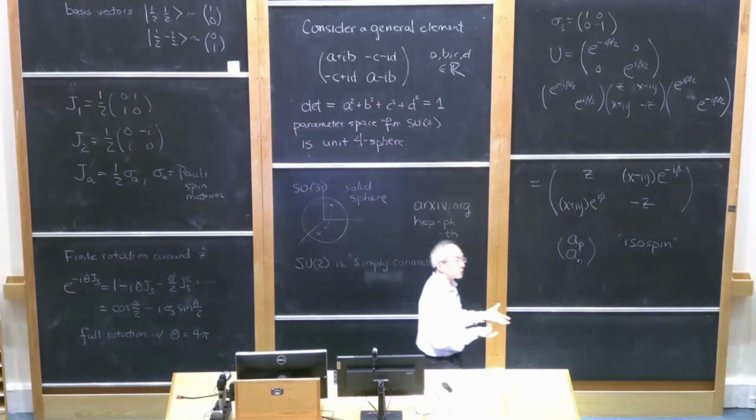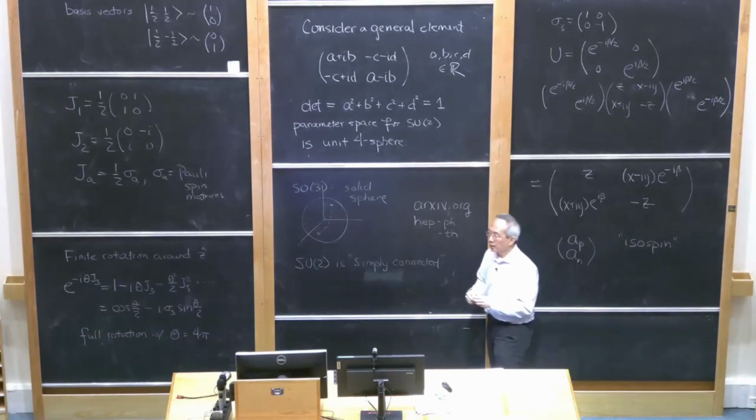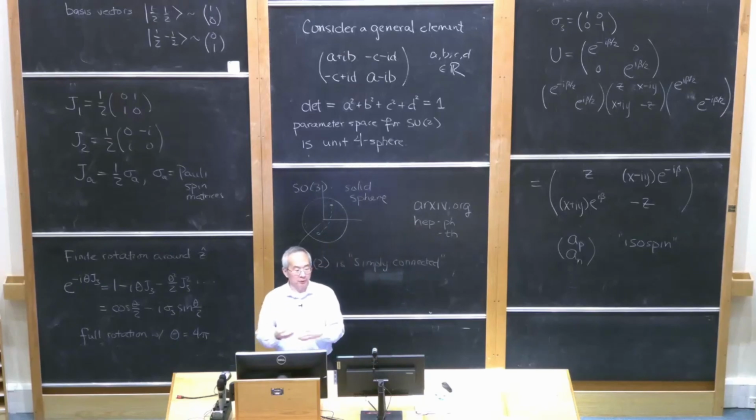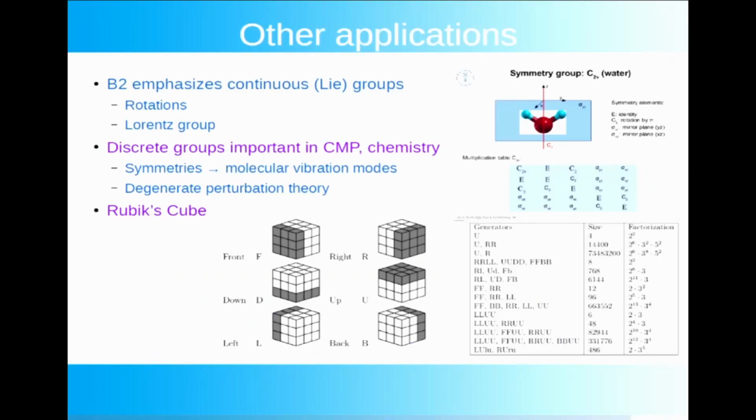I should just mention, in terms of applications, that in this course when we talk about group theory, we've tended to emphasize these continuous Lie groups. You have rotations, and pretty soon, in fact in the next day or two, we'll be looking at the Lorentz group. Group theory tends to be used in a lot of other circumstances. It is quite important in chemistry as well as other parts of physics, condensed matter physics being one of them, because you can actually do a lot of derivations regarding molecular vibration modes using symmetry.